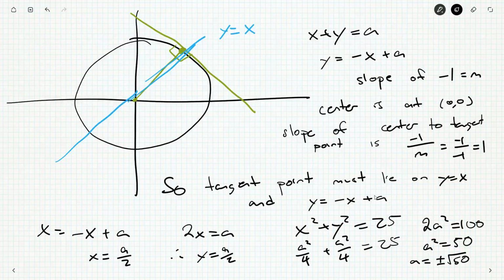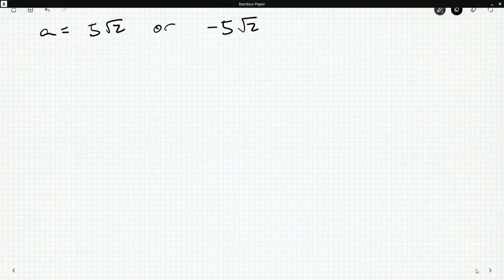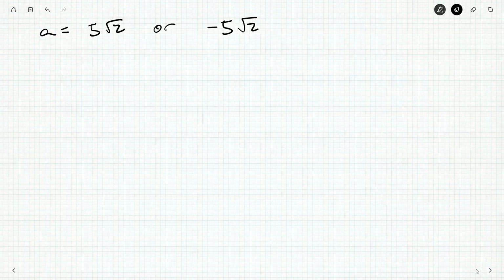And we'll answer this on the other page, although it's going to be very quick. So a can be, and I would probably write it as 5 root 2 or negative 5 root 2. But, you know, plus or minus root 50, that would be fine as well. But it was just the a values that they asked for, right? Find all possible values of a. Those are the possible values of a. Okay? And so then x and y are going to be 5 over root 2, 5 over root 2, or negative 5 over root 2, negative 5 over root 2. And that gives us exactly 2 points. All right, so that's 5a.